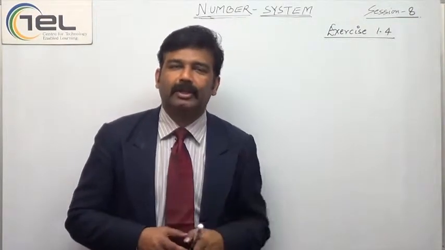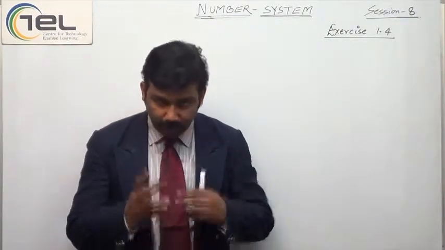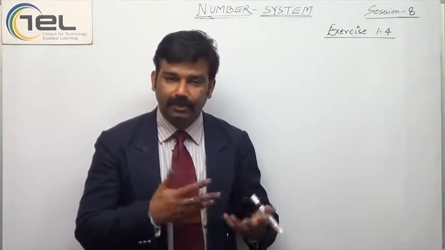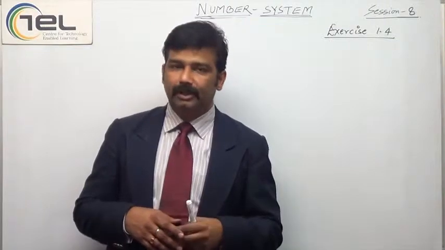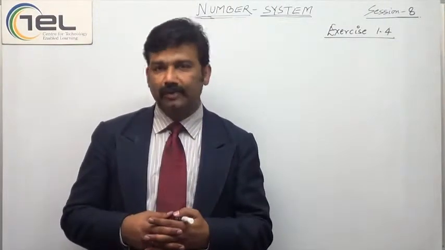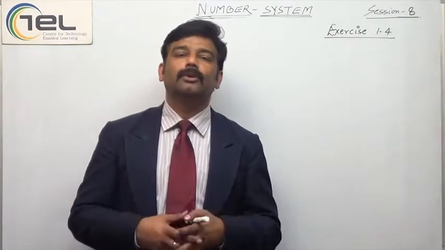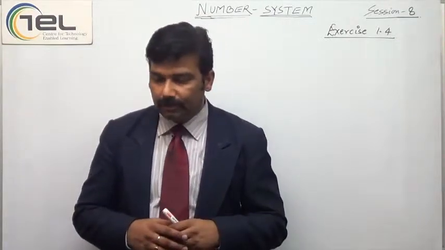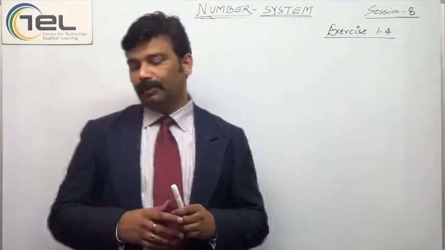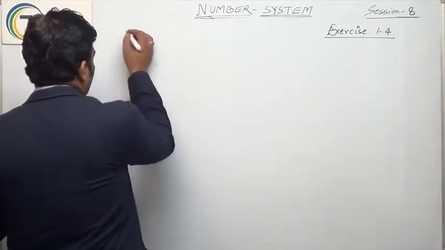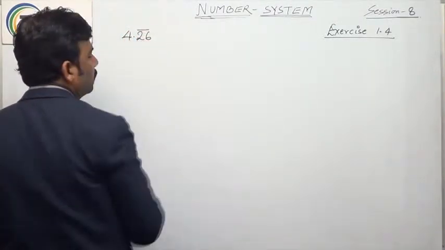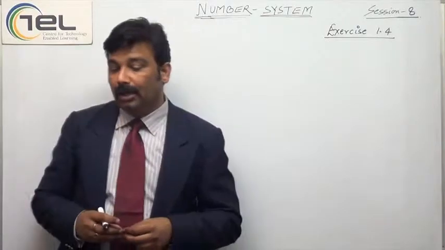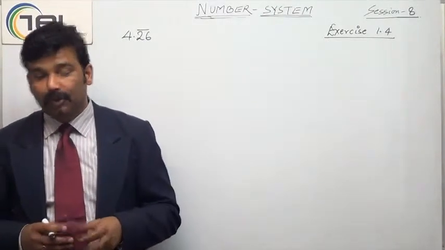I'm going to take question number 2 because both the questions are repeaters of each other. With that question we will analyze question number 1 also, and I will leave question number 1 to you. Please solve it. So the question is: visualize 4.26 bar on the number line up to 4 decimal places.